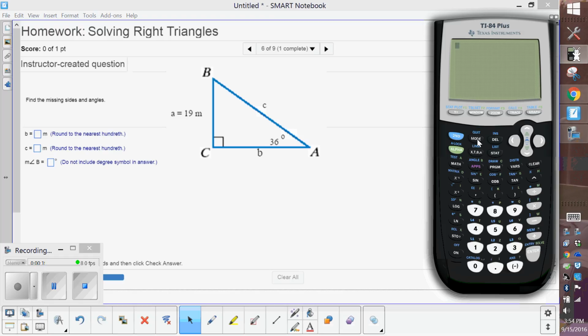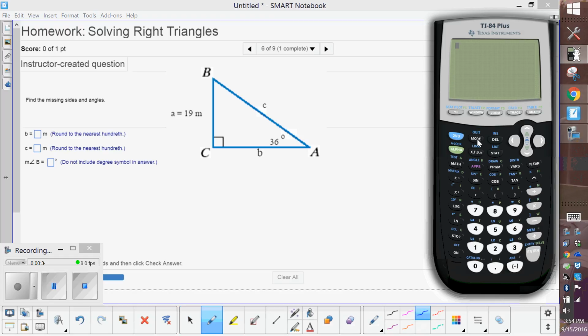All right, we're going to solve this right triangle. I'm given 3 pieces of information, but I have to find 3 more. I need to find angle B, I need to find side little b and side little c. I'm going to start off with doing the easiest part, and that would be to find the angle.